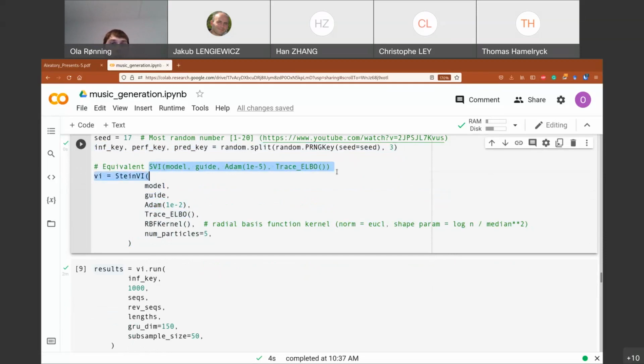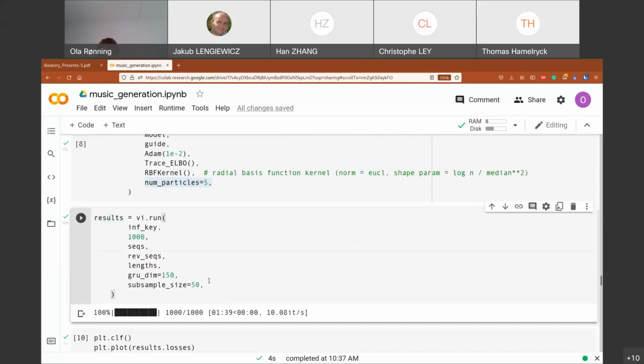Just to compare, this would be stochastic variational inference, the first method I showed you, and we're using the trace ELBO. We could also use the Rényi ELBO to recover Nelson and Smith's method. And then the two new concepts are the choice of kernel, so we're going to use a radial basis function kernel, and then we need to specify how many particles we're using.